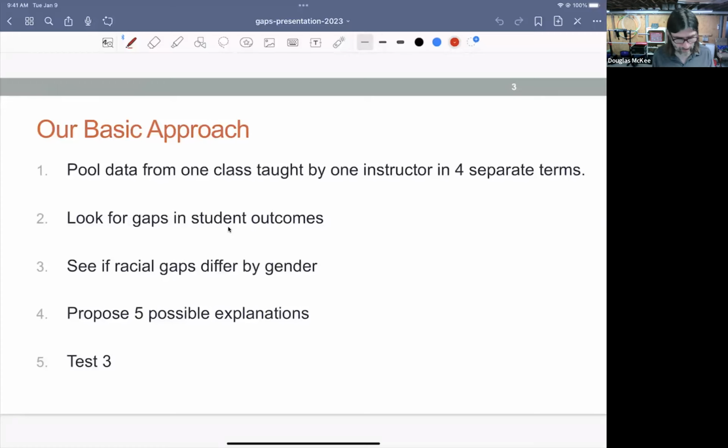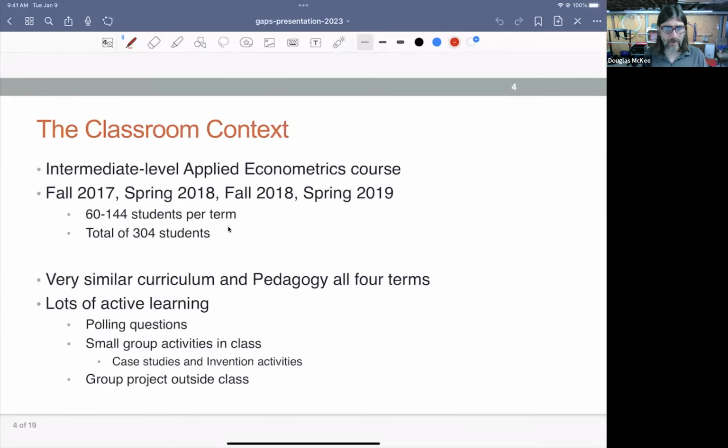Now I want to step back and tell you a bit more about the context, the class that we're actually operating in, so you can decide whether we can generalize these results to other courses, instructors, institutions. And then I'm going to talk about the data that we have available that we're going to be analyzing.